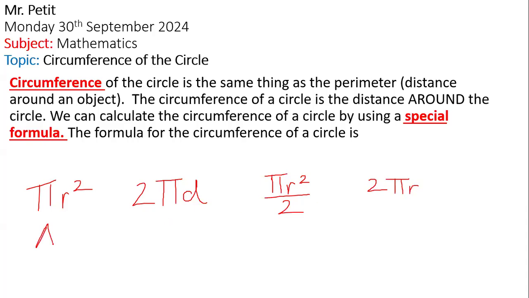I'm going to label them. Is it A, B, C, or D? You can put your answer inside the chat. We're trying to figure out what the circumference of the circle is, and which formula we're going to use. I'm seeing different answers. I'm seeing A. A lot of people are saying A.